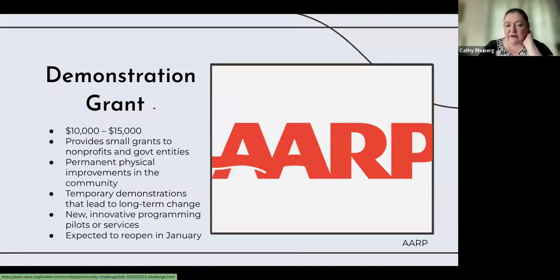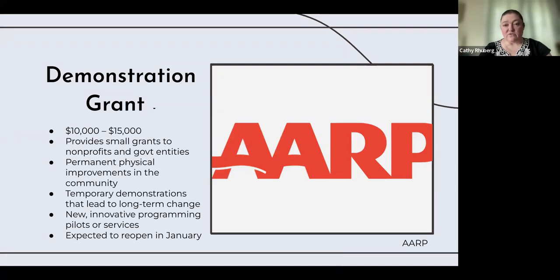The demonstration grant. This is a really good grant that will reopen next year. $10,000 to $15,000, small grants. Sometimes those are easier to apply for. Sometimes they're easier to get. Not always, but they're a good way to start. They give small grants to nonprofits and government entities, municipalities and counties. And it's for permanent physical improvements in the community.